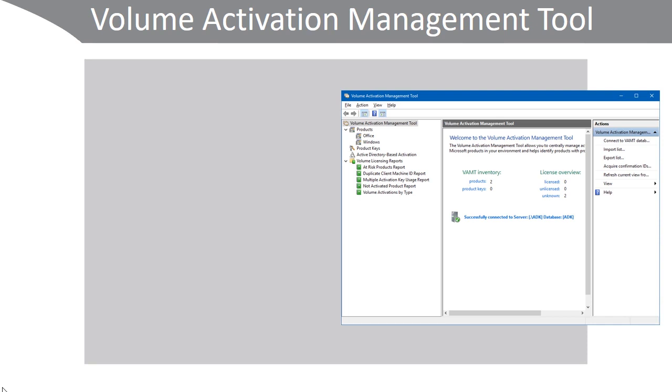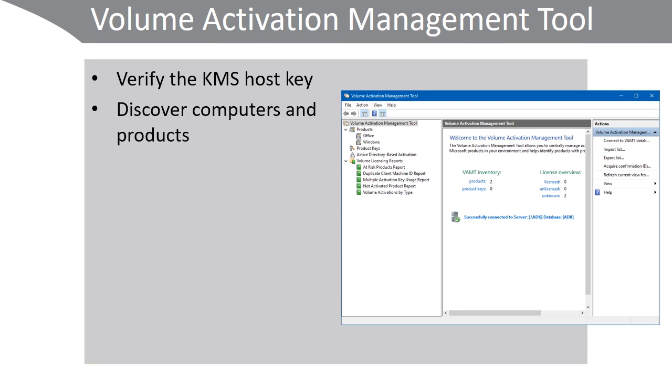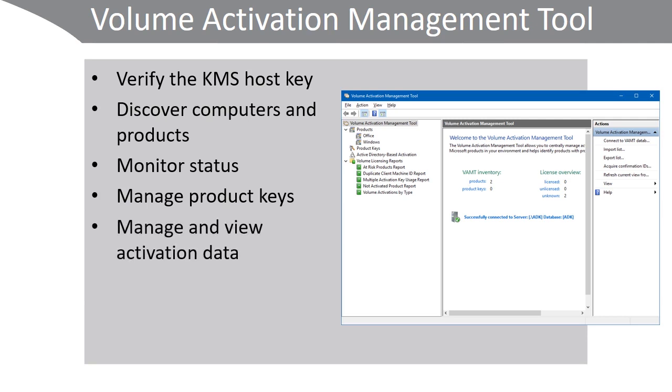Once you've installed VAMT, you can use it to perform the following activation-related tasks. Verify the KMS host key. This enables you to set up your host for volume activations. Discover computers and products. You can discover computers and licensable products on your organization's network. Collect licensing data from installed products and devices, including license state and the last 5 characters of the product code. Determine the number of activations remaining for your multiple activation keys and install these multiple activation keys on remote devices. View and, if you want, export activation data for reporting purposes.